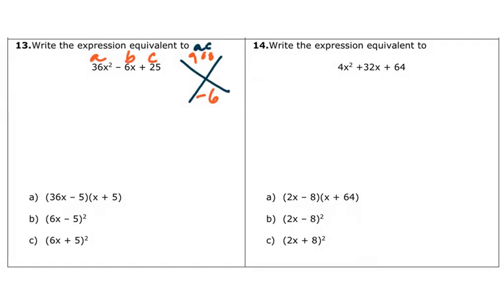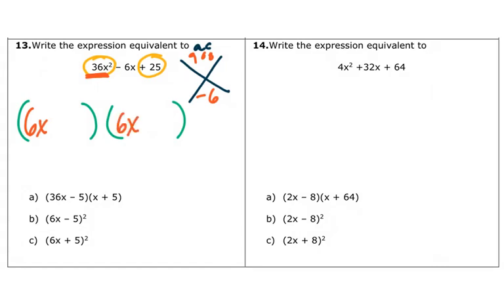What you need to notice in this question is these beautiful numbers in the front and in the back. Those numbers are called perfect squares. What a perfect square means is that we can jump straight to the parentheses. What number times itself makes 36? 6 with an X, 6 with an X. What number times itself makes 25?